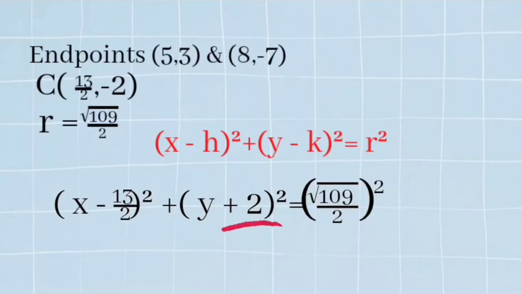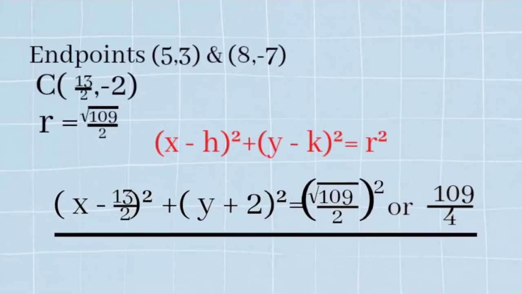So, the standard equation of the endpoints 5, 3, and 8, negative 7 is x minus 13 over 2 squared plus y plus 2 squared equals square root of 109 over 2 squared, or 109 over 4. Because square root of 109 over 2 squared is 109 over 4. And this is our final answer.